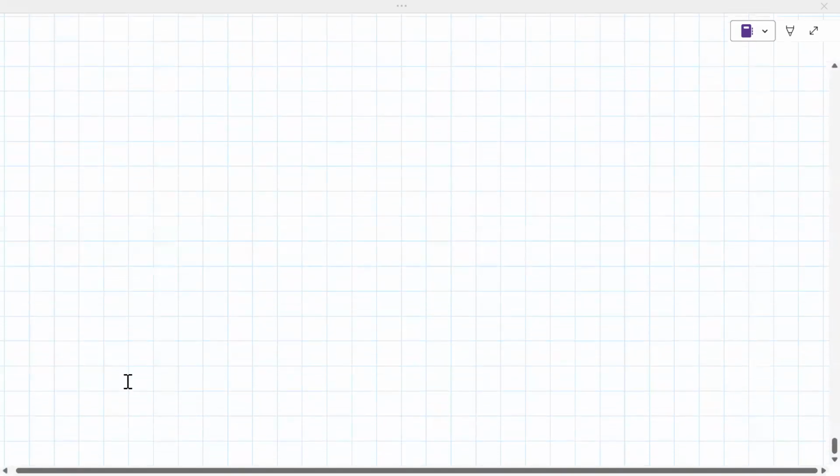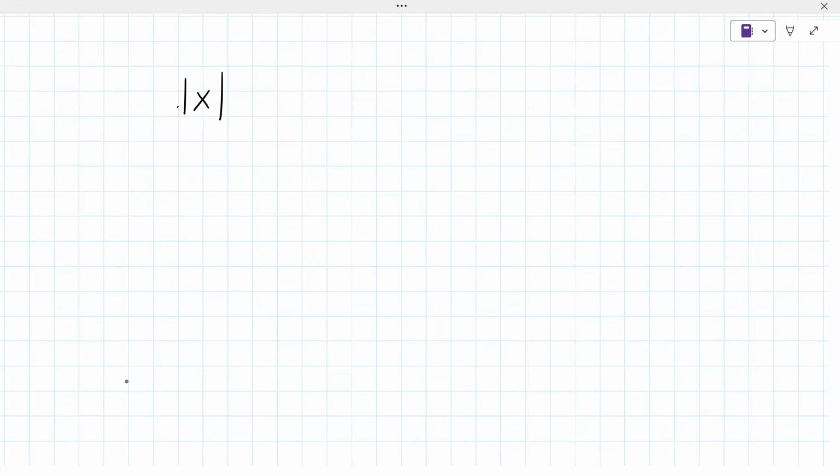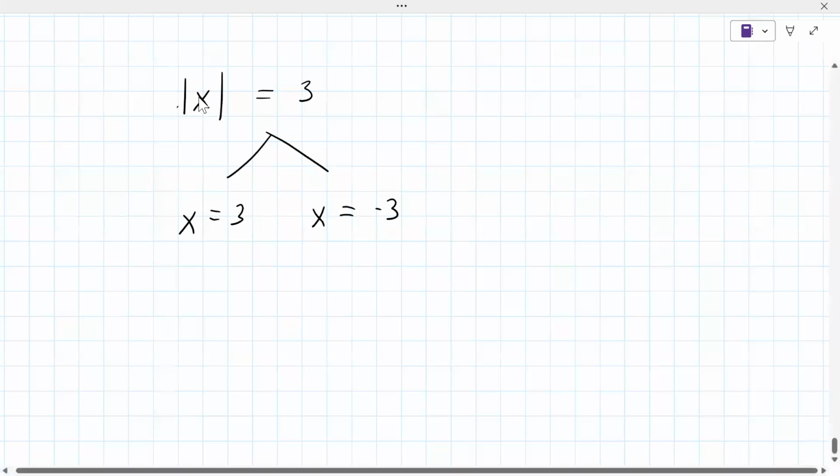So the absolute value function of x, let's say the absolute value of x equals, let's just say, 3. This is two things. It means that x equals 3 or x equals -3. So basically you set what's inside the absolute value equal to this number and then equal to the negative of this number.